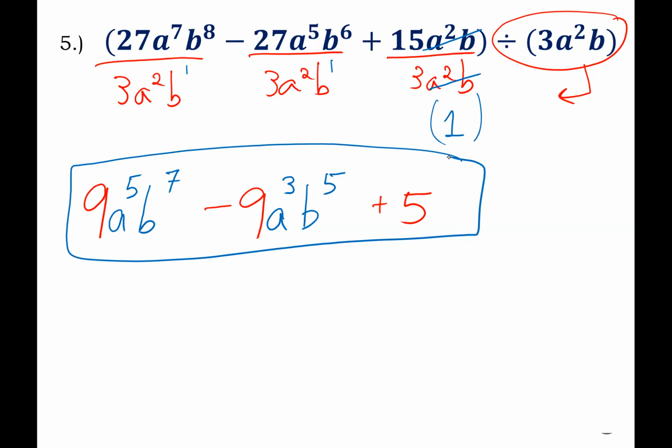And that's it. So again, technically it's a to the 0, b to the 0. That's 1 times 1, which is 1. 5 times 1 is still 5. So I'm not going to write any of that in my answer. My final answer would just have the 5 there.